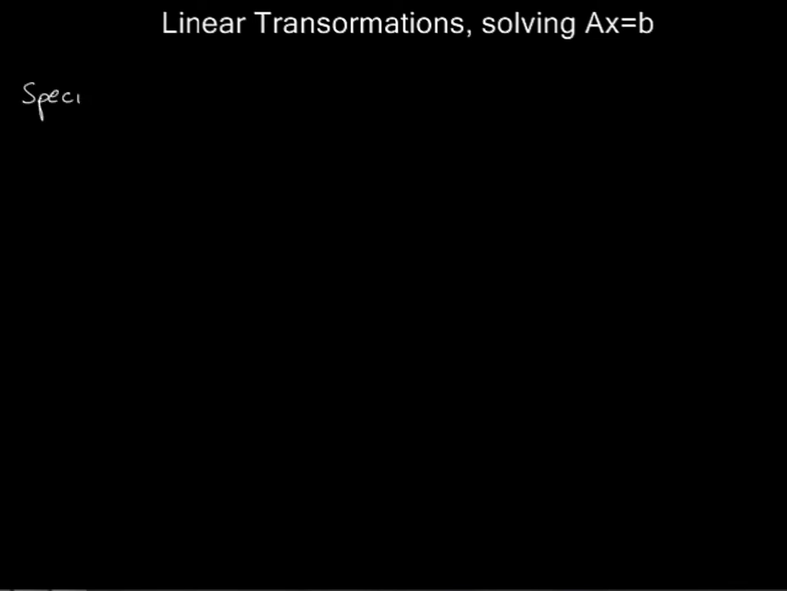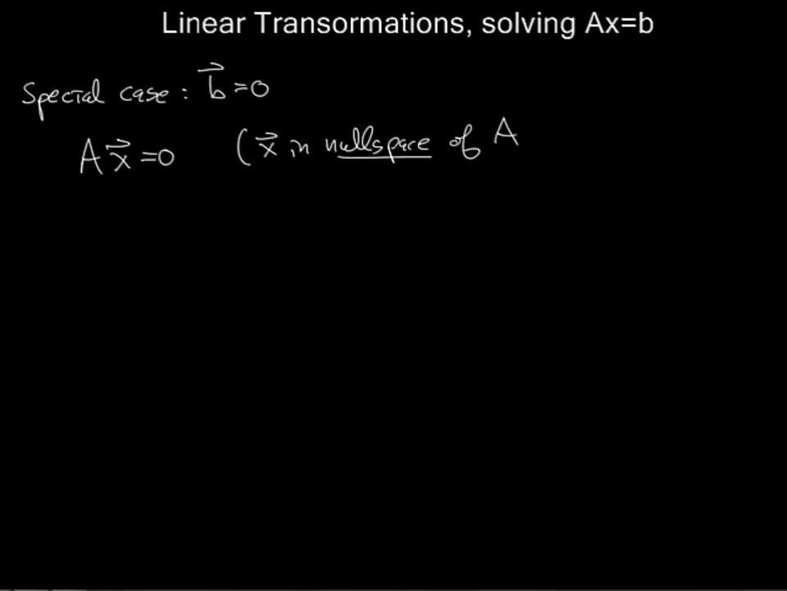Okay, well, let's look at a special case. Suppose this vector b is equal to 0. So we're looking at the equation Ax is equal to 0. So that's exactly saying that x is in the null space of A. And the word null space is basically telling you something. It's answering the question that, in fact, the solutions form a subspace.